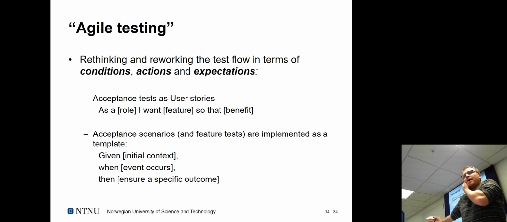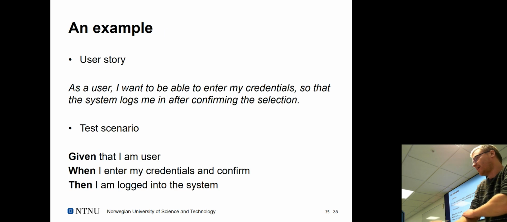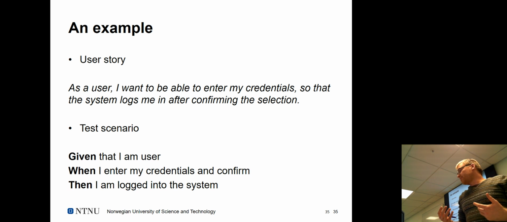And that's really nice, because suddenly we have a language that's, of course, human accessible. It's still algorithmic in the expression, in a way, very clear, and of course makes it very user accessible, right? So simple. As a user, I want to be able to enter my credentials so the system logs me in after confirming the selection. So in a test scenario, it would be: given that I'm a user, when I enter my credentials and confirm, I am logged into the system, the effect. Not necessarily a benefit or whatever else, but that's the outcome, right?